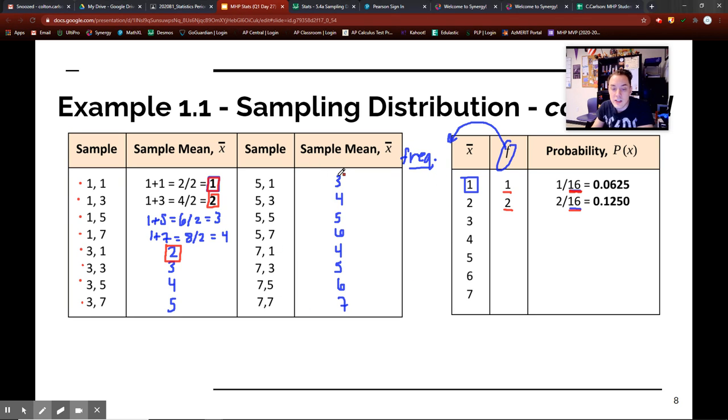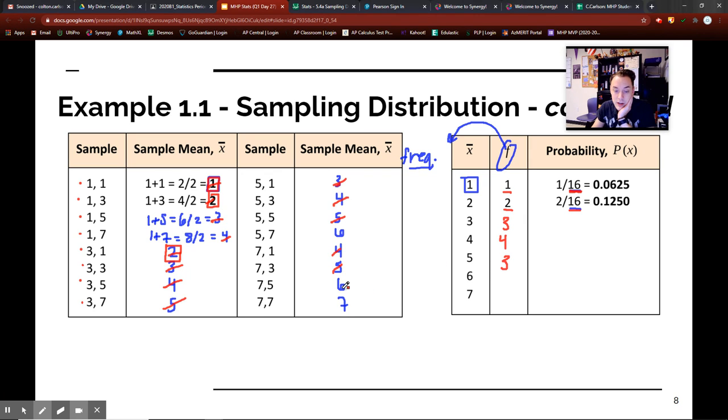How many 3s do I have? Okay, I'm going to start crossing them out here. How many 3s do I have? 1, 2, 3. So I have 3 3s. So I'm going to write 3 3s. How many 4s do I have? 1, 2, 3, 4. I have 4 4s. How many 5s do I have? Well, I have 1, and then 2, and then 3 5s.